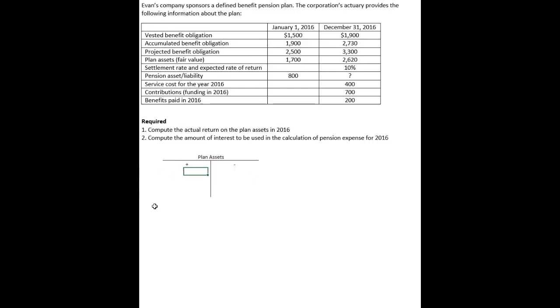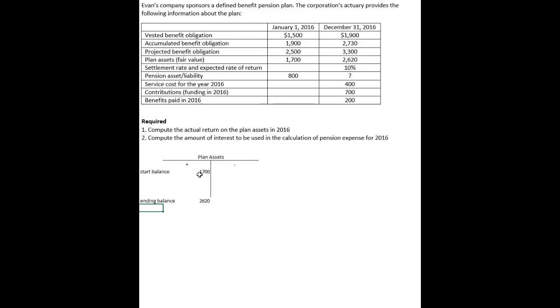So I'm just going to plug that in here. We could say that's our starting balance. We also know that at the end of the year, the fair market value of all those stocks and bonds and real estate is 2620. Great. So that helps us.